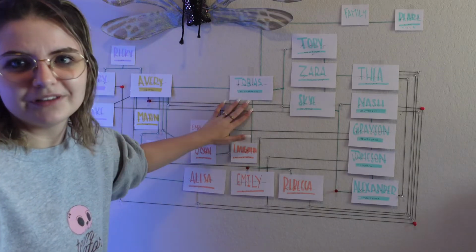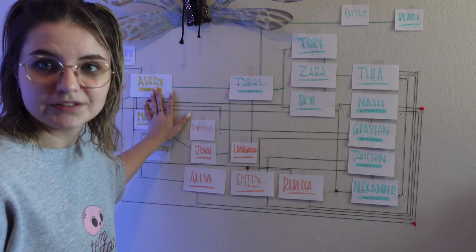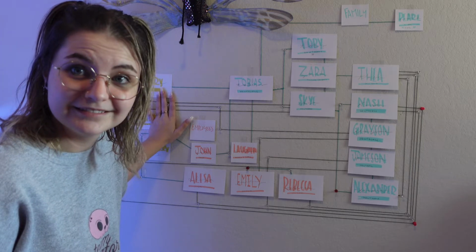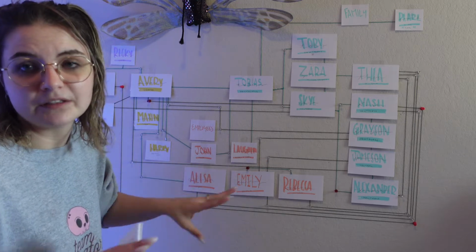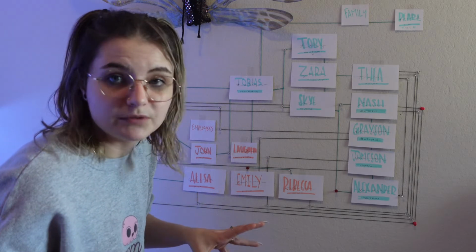So then, at one of the last locations, Avery gets shot. She's not dead. She gets shot. Jameson and Avery have a moment. Rebecca finds out, tells everybody about it. So then everybody knows that Jameson and Avery made out.